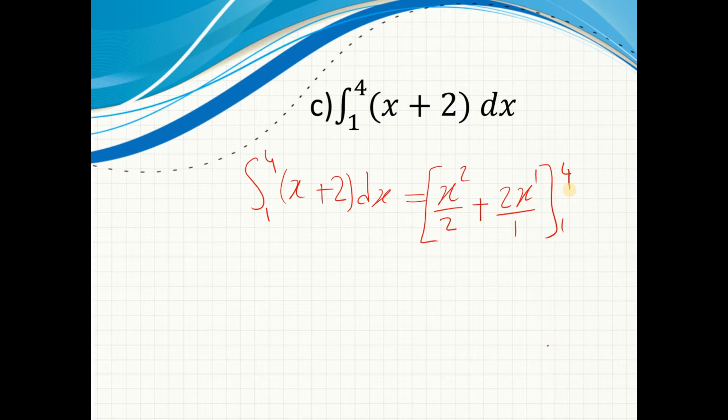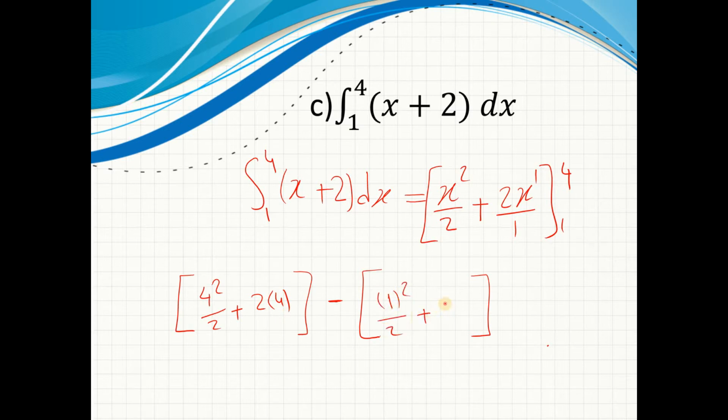Now let's find the difference between F(4) minus F(1). How? Replace each x by 4, so 4 power 2 over 2 plus 2 times 4, minus 1 power 2 over 2 plus 2 multiplied by 1. Use your calculator. The answer is 27 over 2.